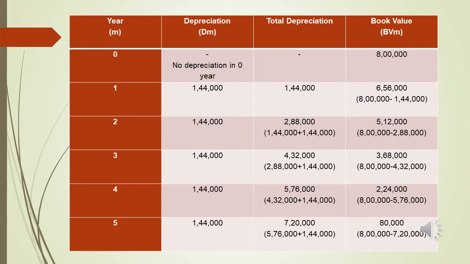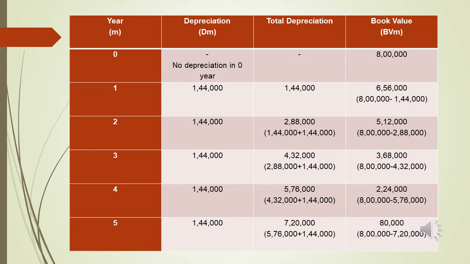Now under year, they have told for 5 years, the useful life is given as 5 years. So from 0 to 5, I will write 0, 1, 2, 3, 4, 5 under year. So the rest everything will be empty.